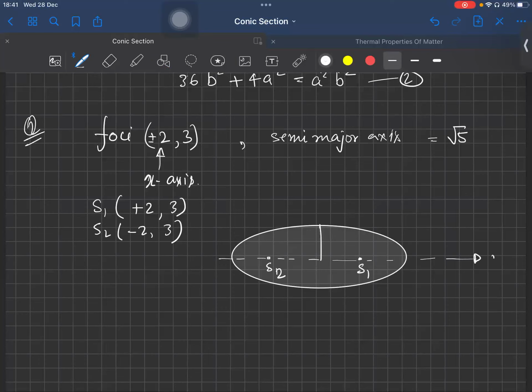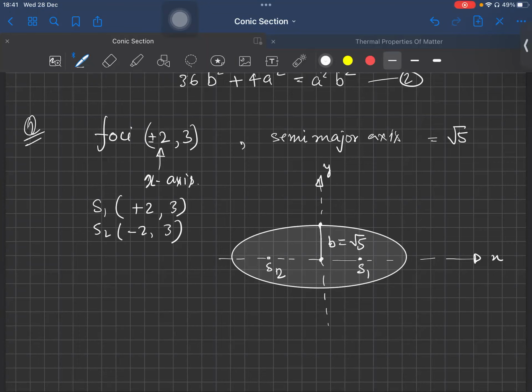This is the axis. Let's say this is X. This is your Y-axis. And this value is B, from here to here. And this length B is equal to root 5, which is given. Now what? So these are the information given to you.